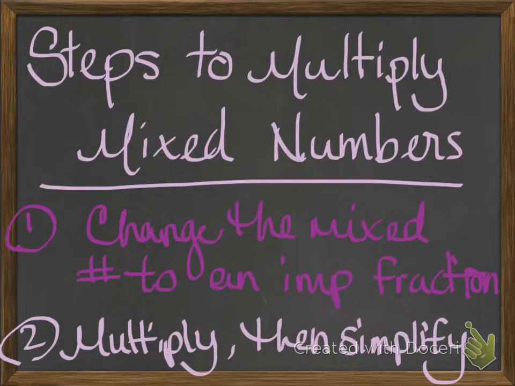Okay, so here are the steps to multiply mixed numbers. The first step is to change the mixed number to an improper fraction. That's what the IMP means, improper fraction. Then, after you've done that, you're going to multiply as usual and then simplify as usual. So it's not too much harder. It just adds that step of changing the mixed number to an improper fraction first.